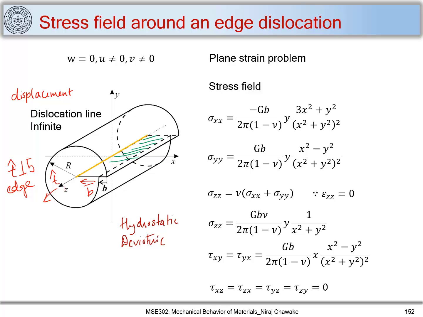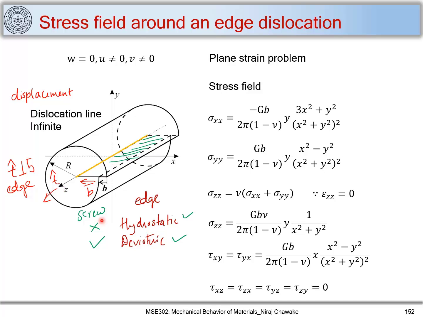And this is for an edge dislocation. For a screw dislocation you will not have a hydrostatic field around it, you will have only deviatoric. In case of an edge dislocation you have both. So we have both hydrostatic and deviatoric stress fields around an edge dislocation, and we'll see the implications of this when we see these dislocations interacting with other defects or other dislocations in the crystal.